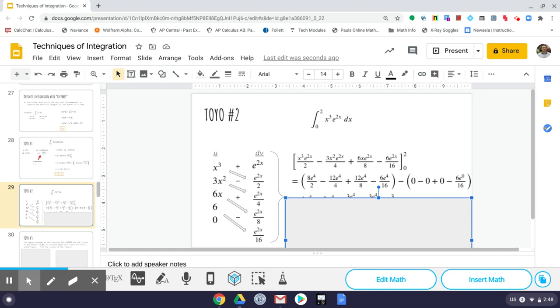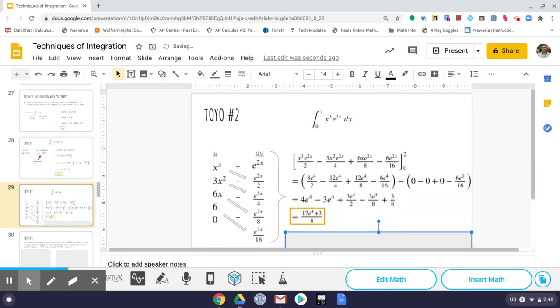And you'll have to do some fractional work here to combine some things. But once you do that fractional work, here is your final answer. So easy integral, a little bit of work at the very end with combining some fractions and working with e's and things of that sort.